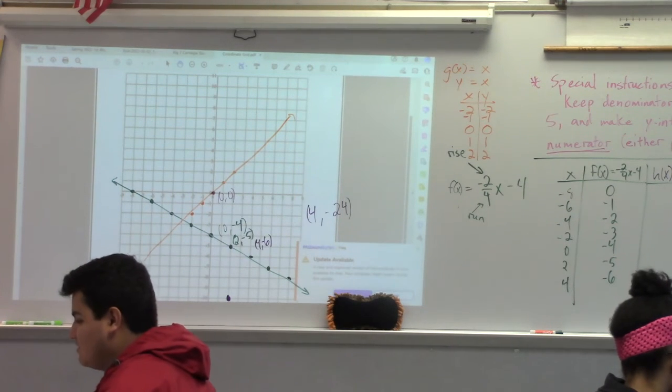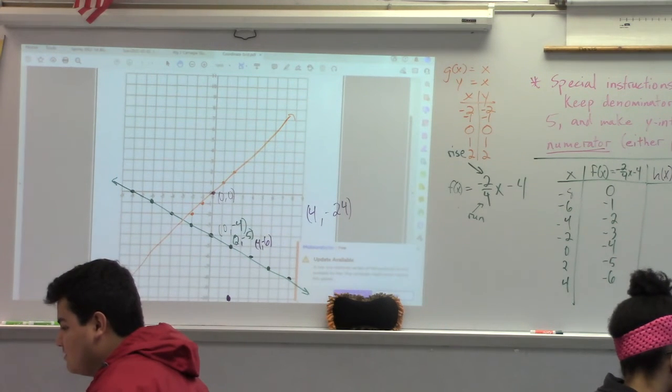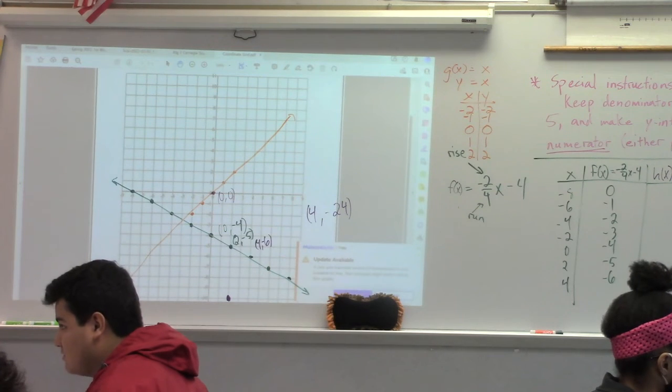Well, remember, what did you multiply to get these? All of these x values, those are the same as those x values. So this x value times what?